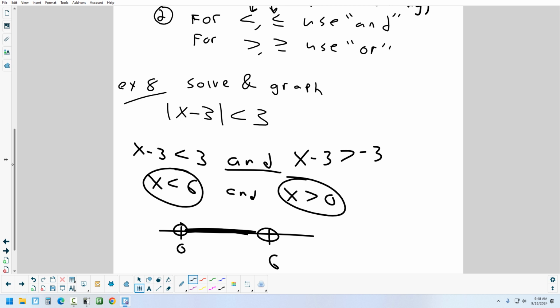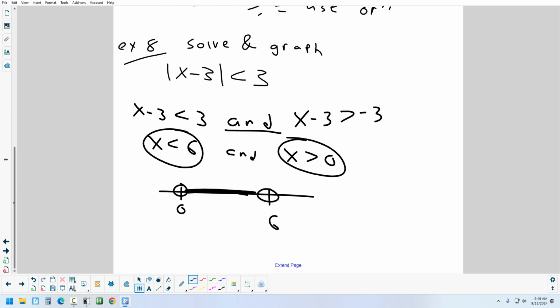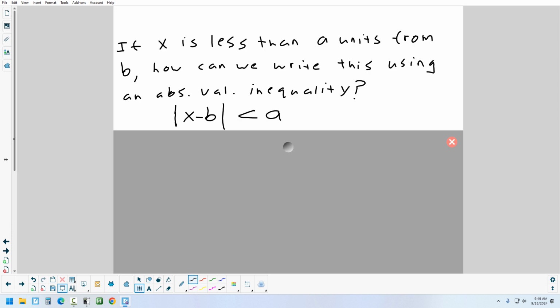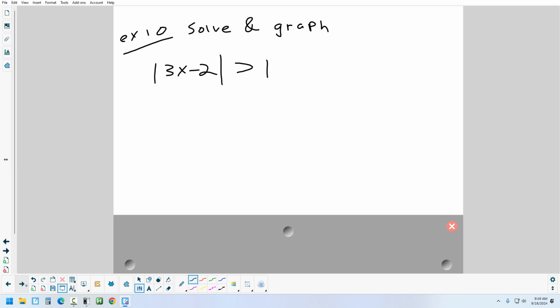What if the symbol was a greater than? What word would we have in the final answer? Yeah? Or. We'd have an or. An or usually you shade in opposite directions, and you usually shade between. I'm not going to worry about that. That's not too important.